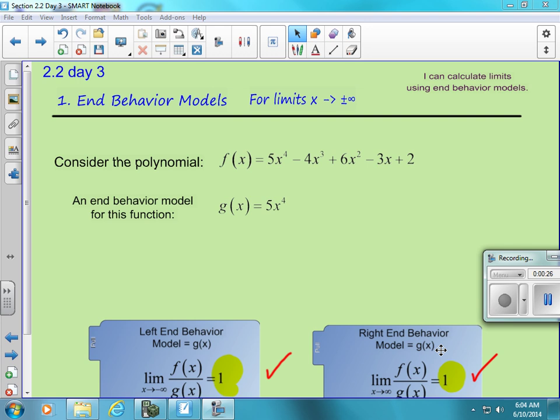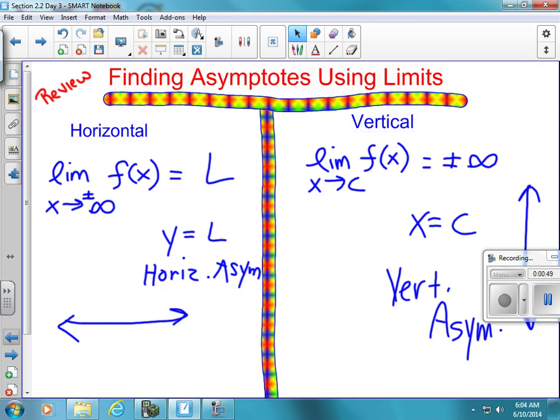End behavior models, which you studied, I think, once in Algebra 2 and once last year. So hopefully this is not an unfamiliar topic to you, but it is a way that we find limits as x goes to infinity. We try to find an end behavior model for each function, and we're primarily going to talk about polynomials. Just a little review about limits, finding asymptotes using limits.